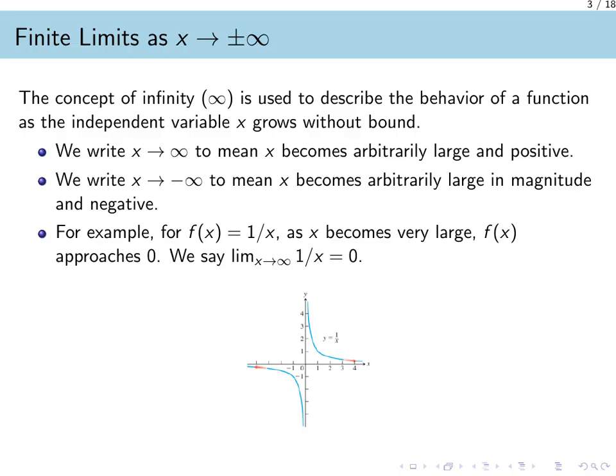For example, with the function f of x equals 1 over x, as x gets incredibly large, say 1 billion, the value of 1 over x becomes incredibly small and gets closer to 0. So, the limit of 1 over x, as x approaches infinity, is 0, showing a function can approach a finite value as its input grows forever.